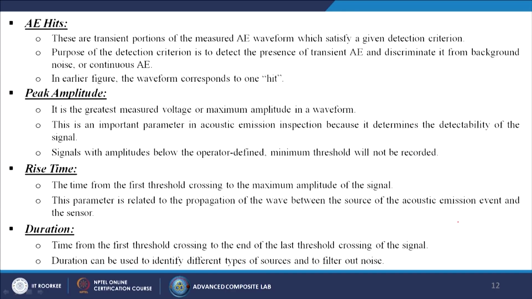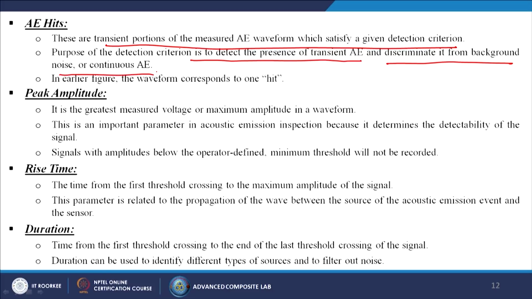First, come to the AE hits. These are transient portions of the measured AE waveform which satisfy a given detection criteria. The purpose of the detection criteria is to detect the presence of a transient AE and discriminate it from the background noise or the continuous AE. In the earlier figure, the waveform corresponds to one hit.